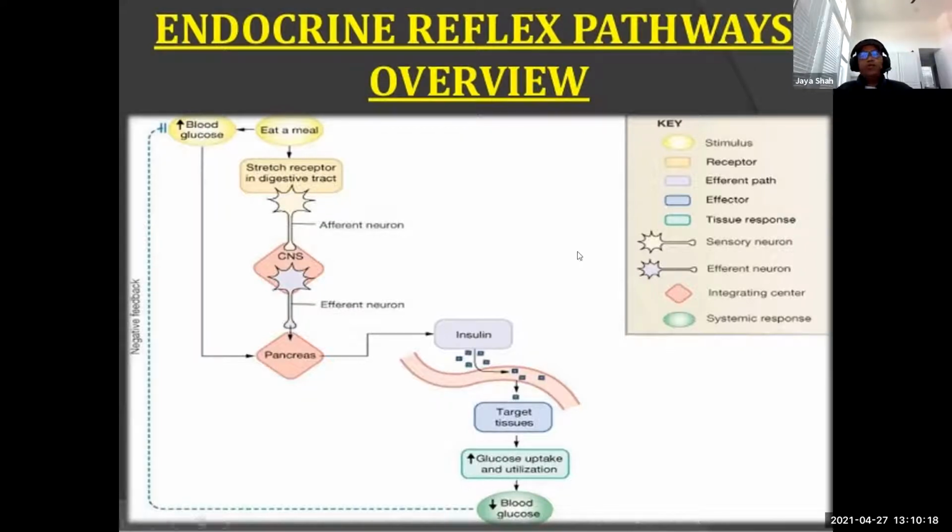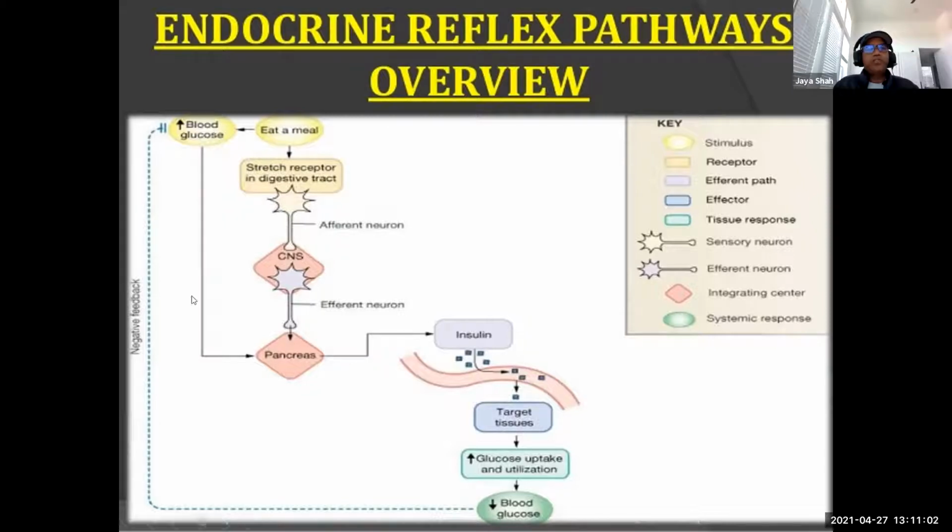Endocrine reflex pathway overview. Endocrine glands and endocrine hormones act through the negative feedback loop, and that's why it acts through the reflex pathway. If you see here, this is how your insulin hormone is regulated in the body as an example of endocrine function. When you eat a meal, you absorb glucose and your blood glucose increases. At the same time, your meal passes to the stomach, which stretches the wall of the GI tract, whether it is stomach or intestine.